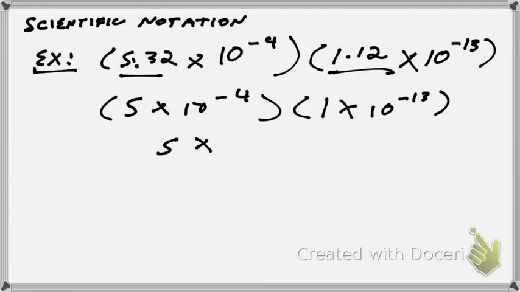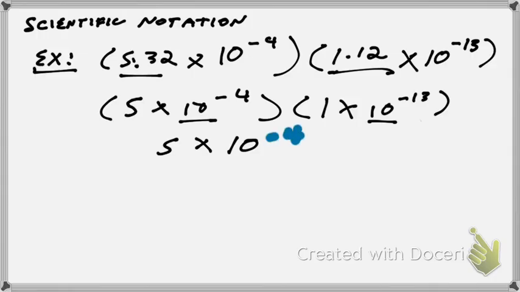And whenever we're multiplying the bases, okay? Whenever we're multiplying the bases, we are going to keep the base the same. So the base is going to be 10, but we're going to add the exponents. So it's going to be negative 4.